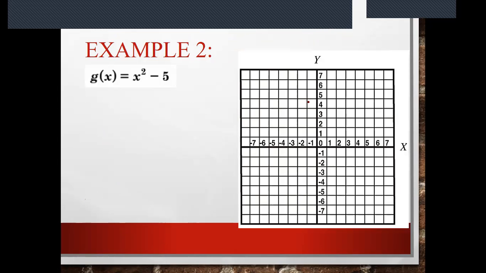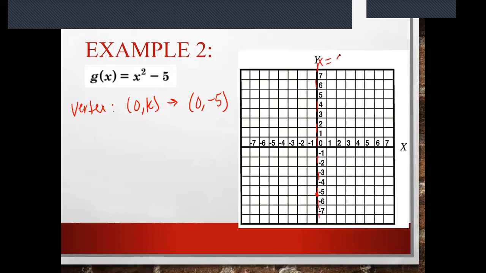So here we have x squared minus 5. If I have x squared minus 5, I'm dealing with a k value. So that means my vertex is at 0 comma k. And for this one, my k is negative 5, right? So I'm going to go to 0, negative 5. And my axis of symmetry is still at x equals 0. Okay.